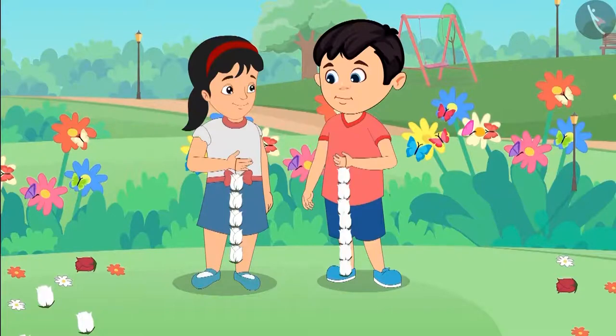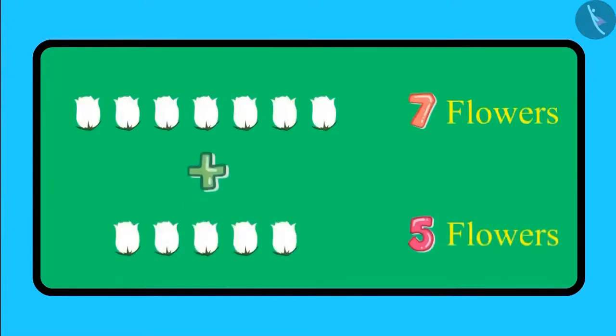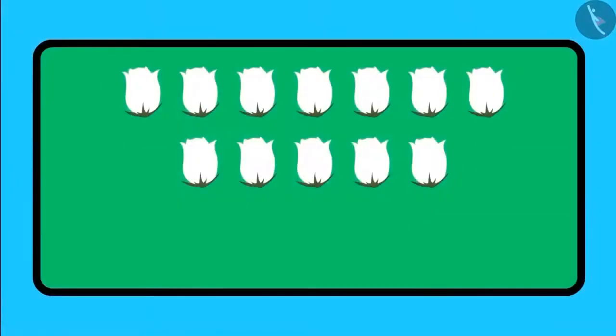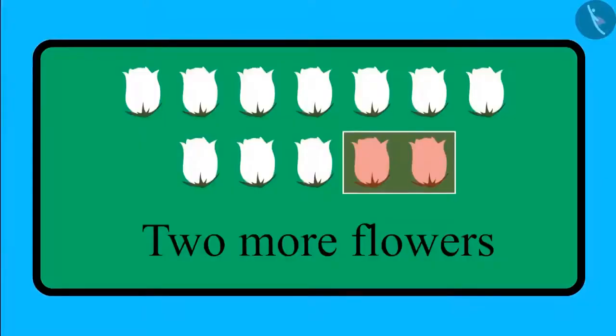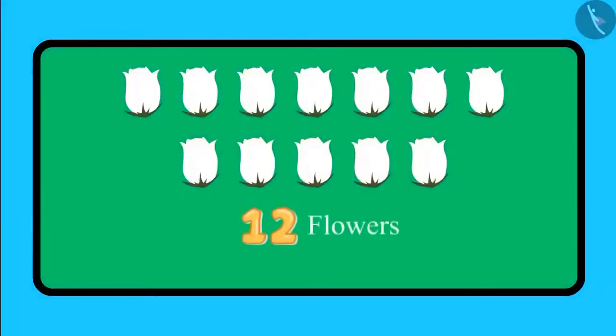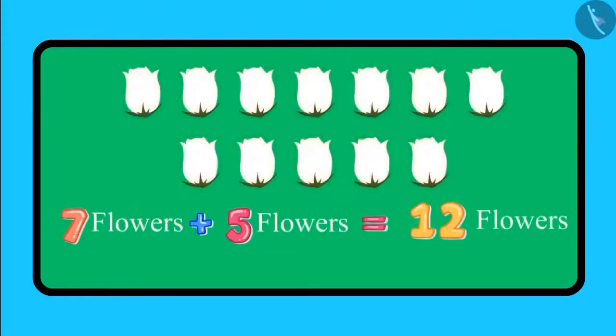Let us see. Chotu added 7 white flowers and Aarti added 5 white flowers. So children, if we look at all the flowers together, we have one group of 10 flowers and 2 more flowers. So that makes a total of 12 flowers. So children, 7 flowers added to 5 flowers make a total of 12 flowers.